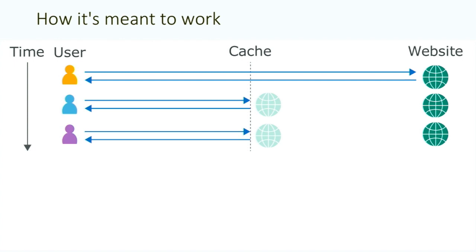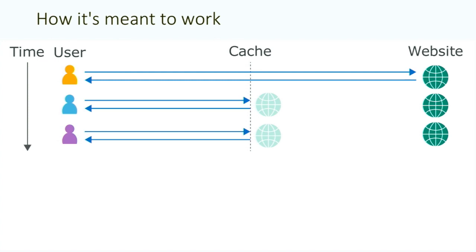So, first let's take a very quick look at how caching is supposed to work. Here, we've got three users fetching the same resource one after the other. This resource might be an image or a JavaScript file or even just a HTML web page. And when the cache sees this resource being fetched for the first time, it saves a local copy of it, which means it can then serve that copy up to other users without having to communicate with the backend server, which speeds the website up and everyone's happy.